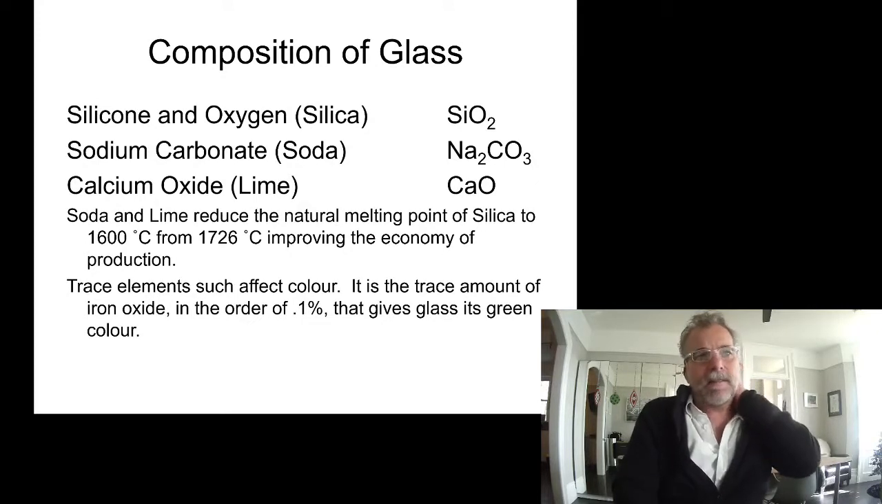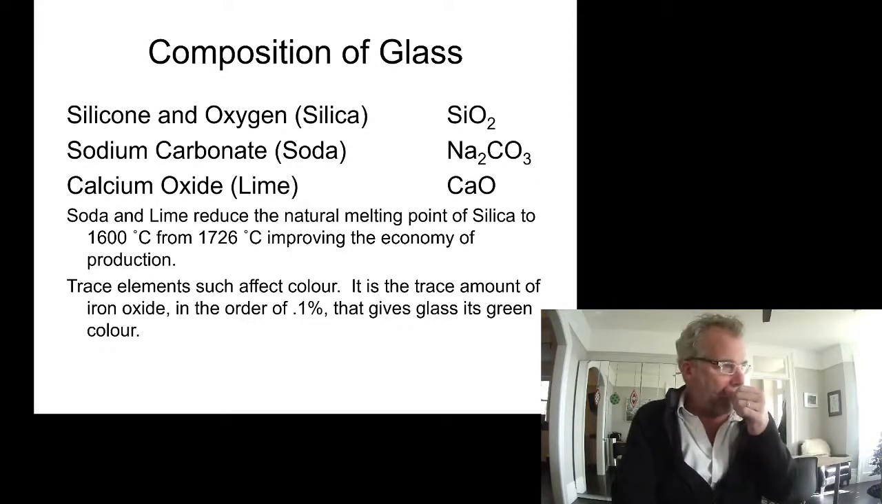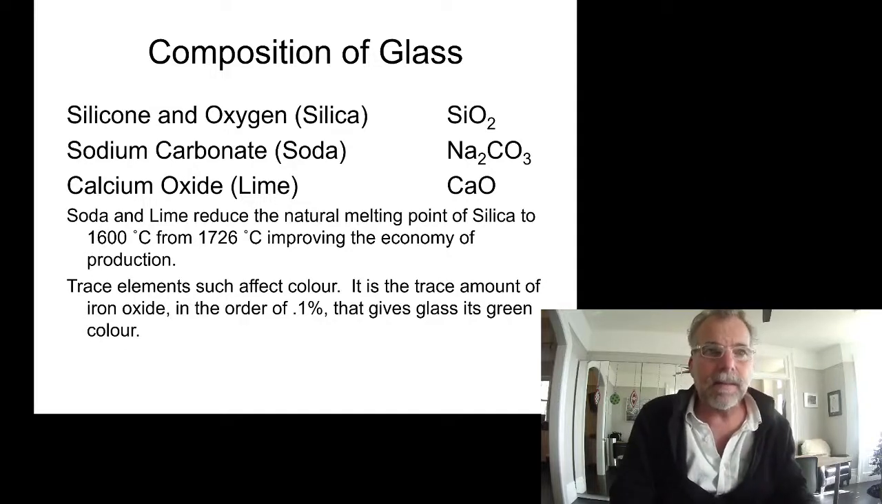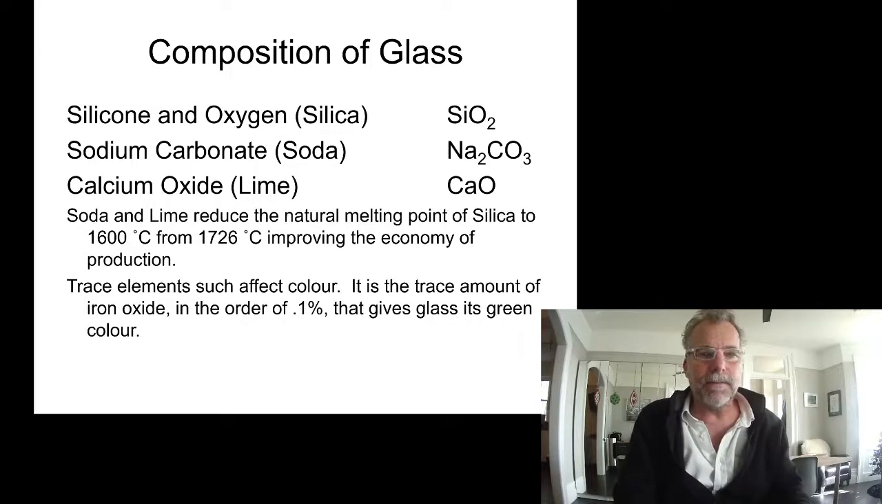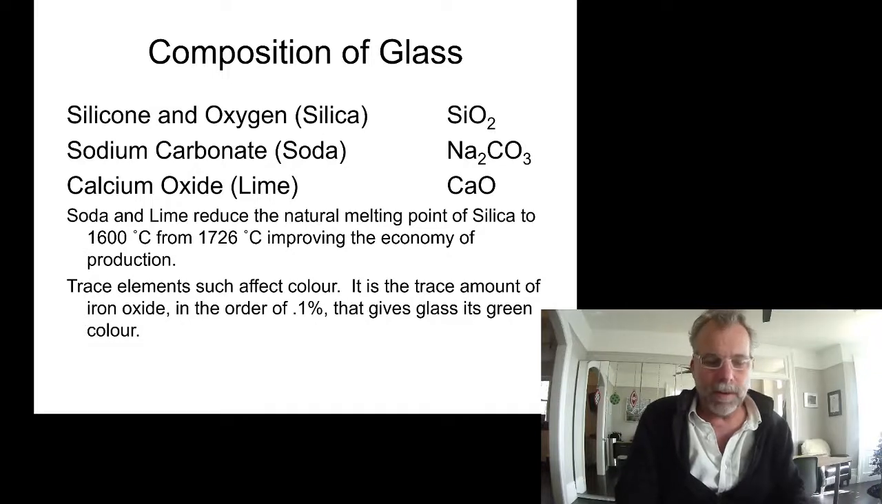Composition of glass. Silicon dioxide is the primary ingredient in glass. And in fact, you can make glass with nothing else. You melt silicon dioxide and cool it at an appropriate rate that prevents the formation of crystals, and you wind up with glass, essentially beach sand. You melt beach sand, cool it, and you get glass.